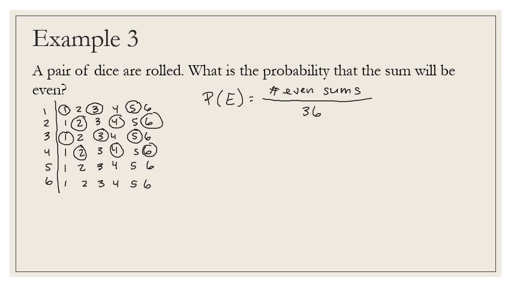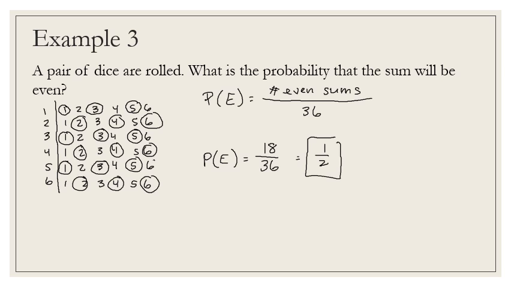So right, 4-2 is even. 4-4 is even, right? 5-1 is odd. 5-3 is odd, etc. Okay? So how many have we circled here? We've circled 18. So the probability of an even is 18 out of 36. We always reduce our fractions, or 1/2. Okay?